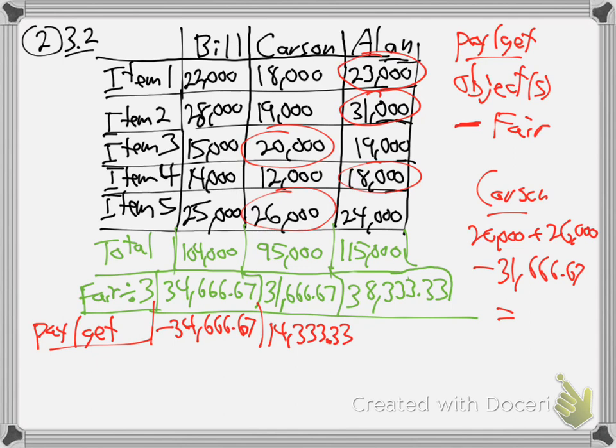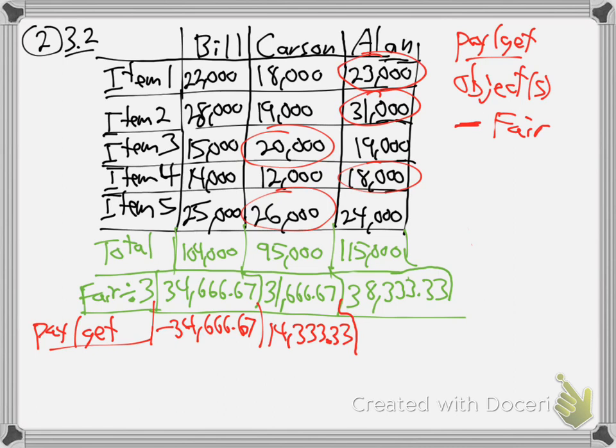Okay. So everybody seen what I did there? For Carson, just add up their objects, because you're finding out if they've been given too much or too little, right? Because they each have a fair amount they should get. And by giving them objects, we may have given them too much or too little. We have to compensate or take money. Right? And now try Alan. Do Alan's fair share. So add up all of Alan's objects and subtract his fare. Give you a second there.